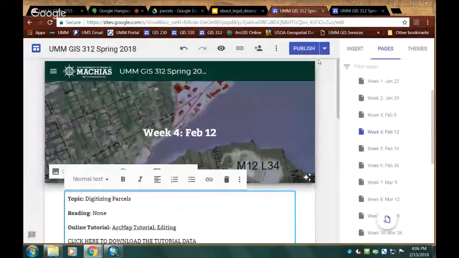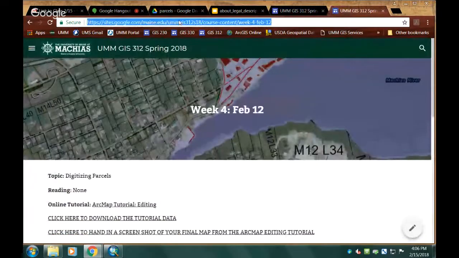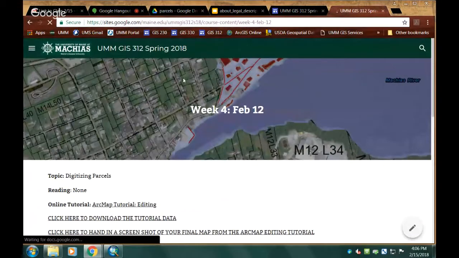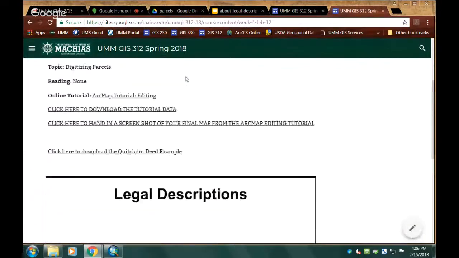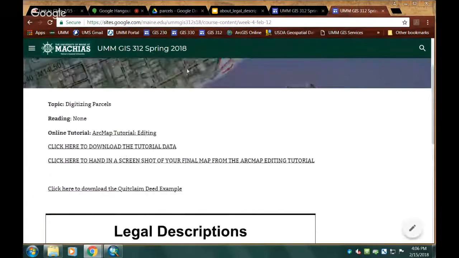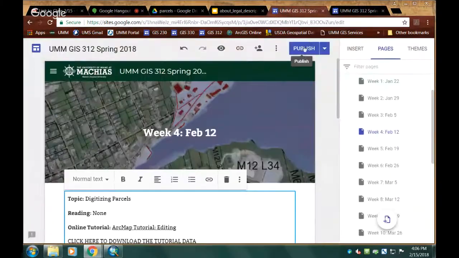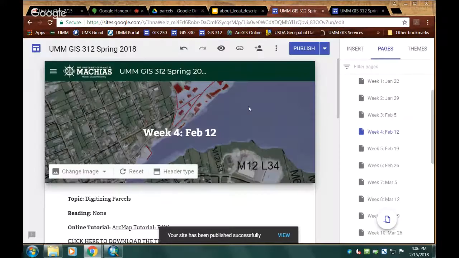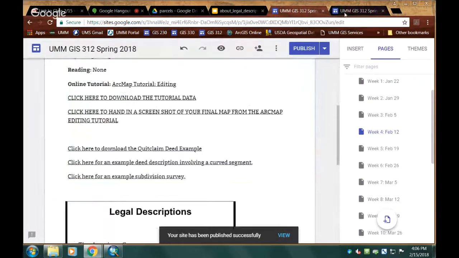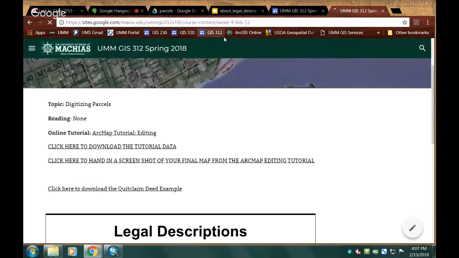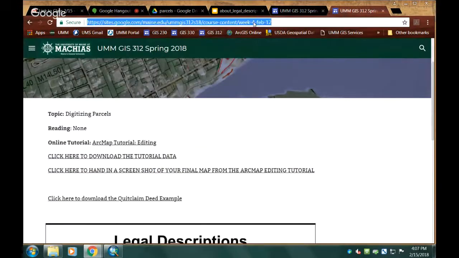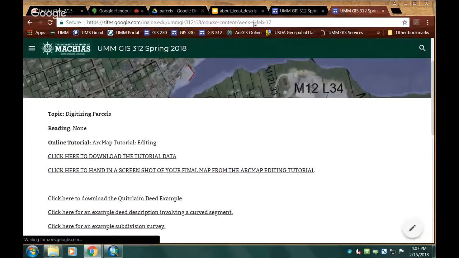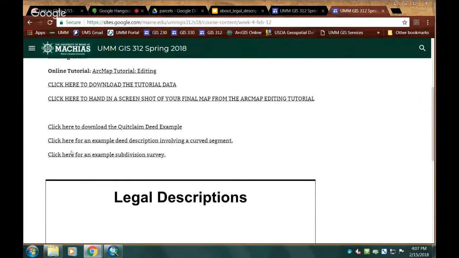So we're on week 4, and it does not have all my stuff. It's been doing this lately where I have to push publish 100 times before the stuff shows up. But there are a bunch of things. Hopefully they're there now. Come on. Nope. There they are. Okay, so there are a bunch of links that will be useful while we're talking today.